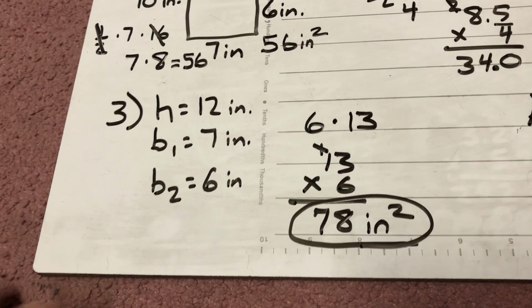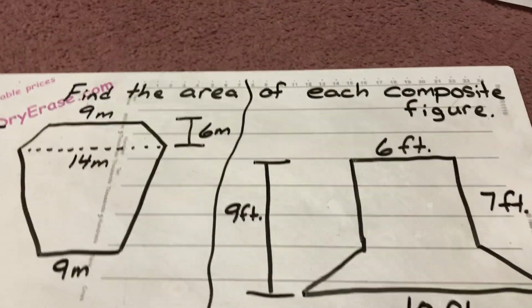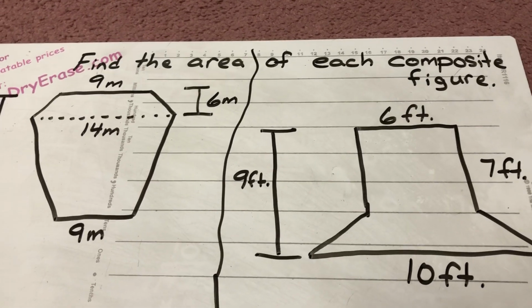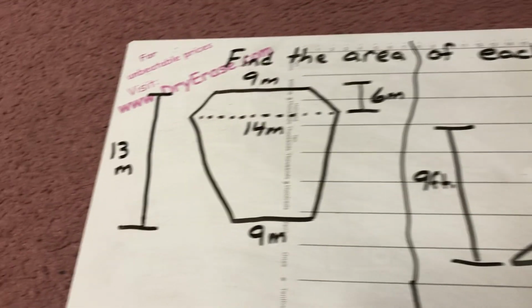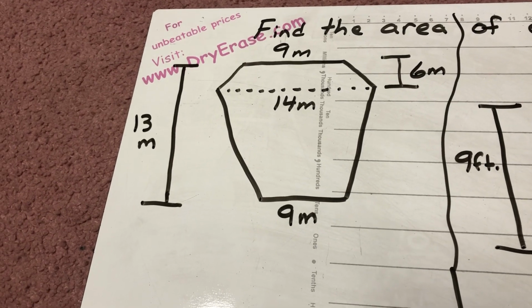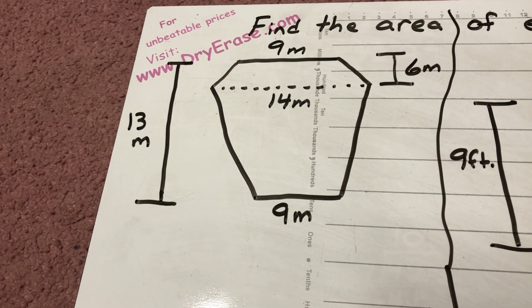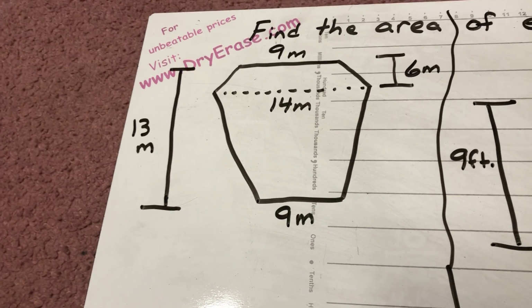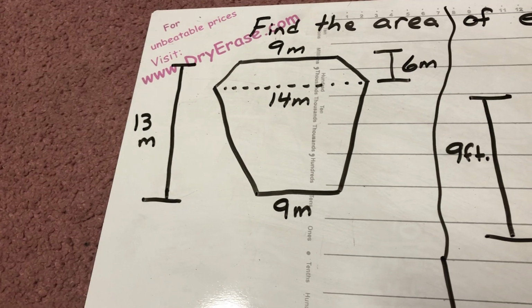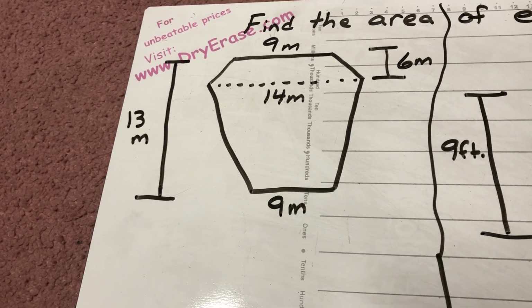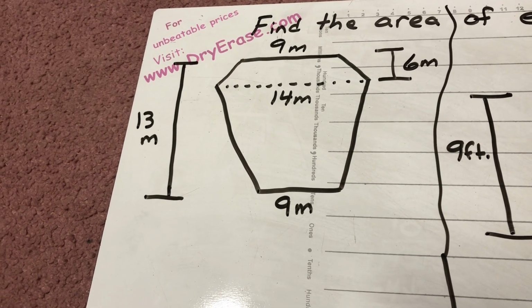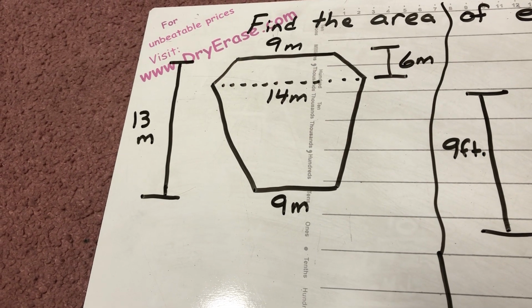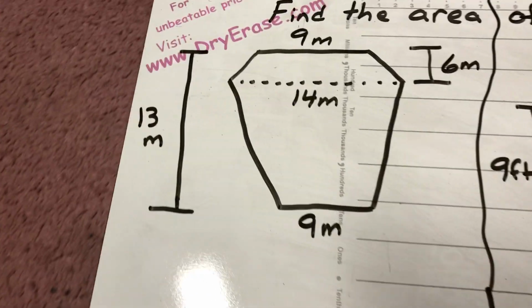All right, now let's move on to something a little bit different. One of the things we're also going to be looking at in here in 7.3 is composite figures. Now, a composite figure is essentially a figure like this that's made up of different figures. There's multiple figures turned into one figure.